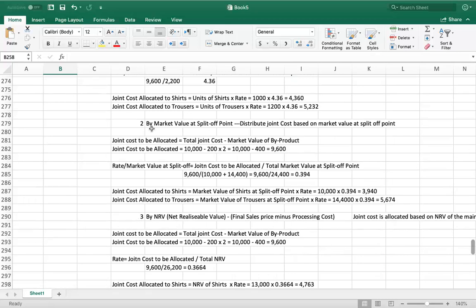Yes, Salama, what do you think? By market value at the separation point, we are using this method. We have calculated the total cost to be allocated to shirts as 3,940 and cost allocated to trousers as 5,674. For example, if I ask what is the per unit cost of shirts, how will you calculate it? Yes.